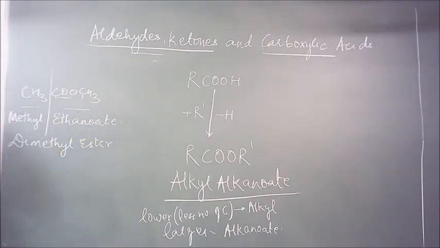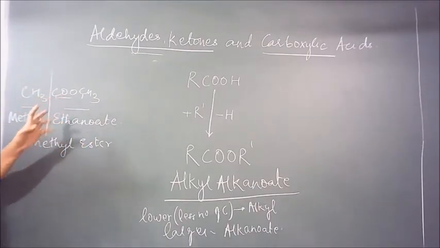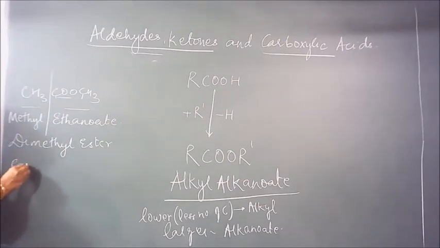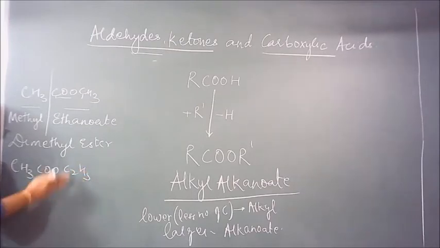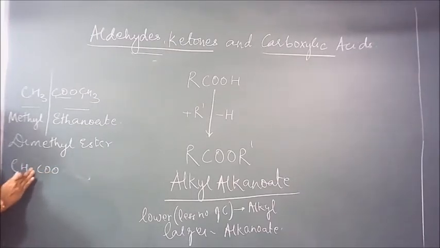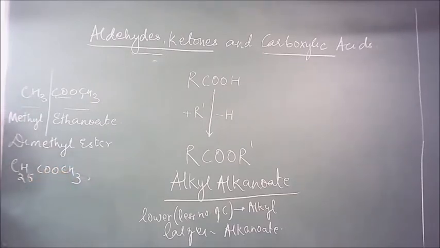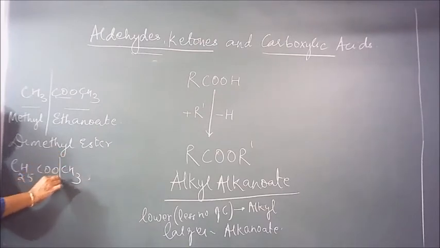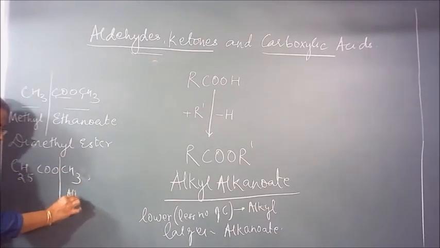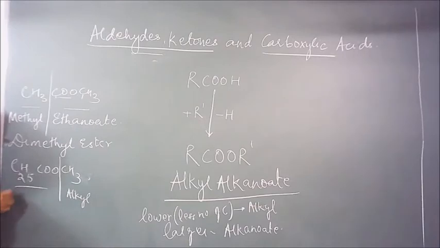Okay, let us take one more with two different alkyl groups. Let us write CH3COOC2H5. Or let me change it and write it so that you don't get confused: C2H5COOCH3. There is one alkyl group which is CH3. There is another alkyl group which is C2H5. So here the lower alkyl group becomes what part? Alkyl part. And the higher alkyl group becomes what? Alkanoate part.